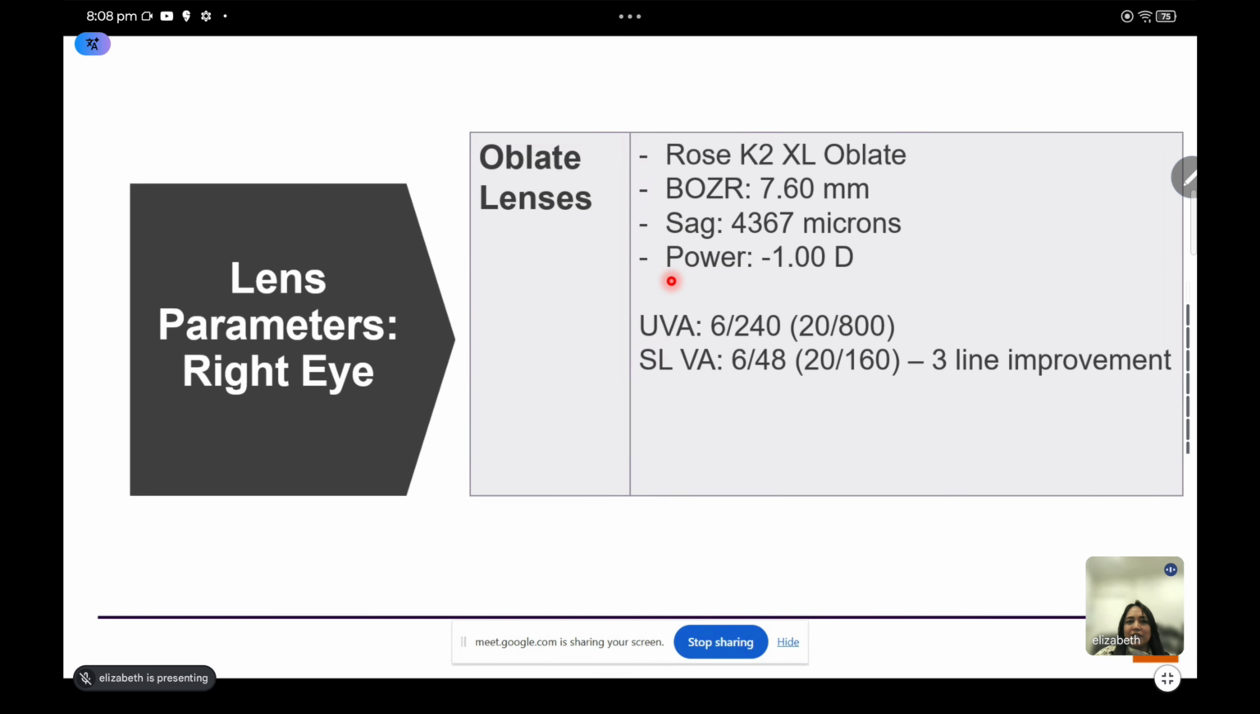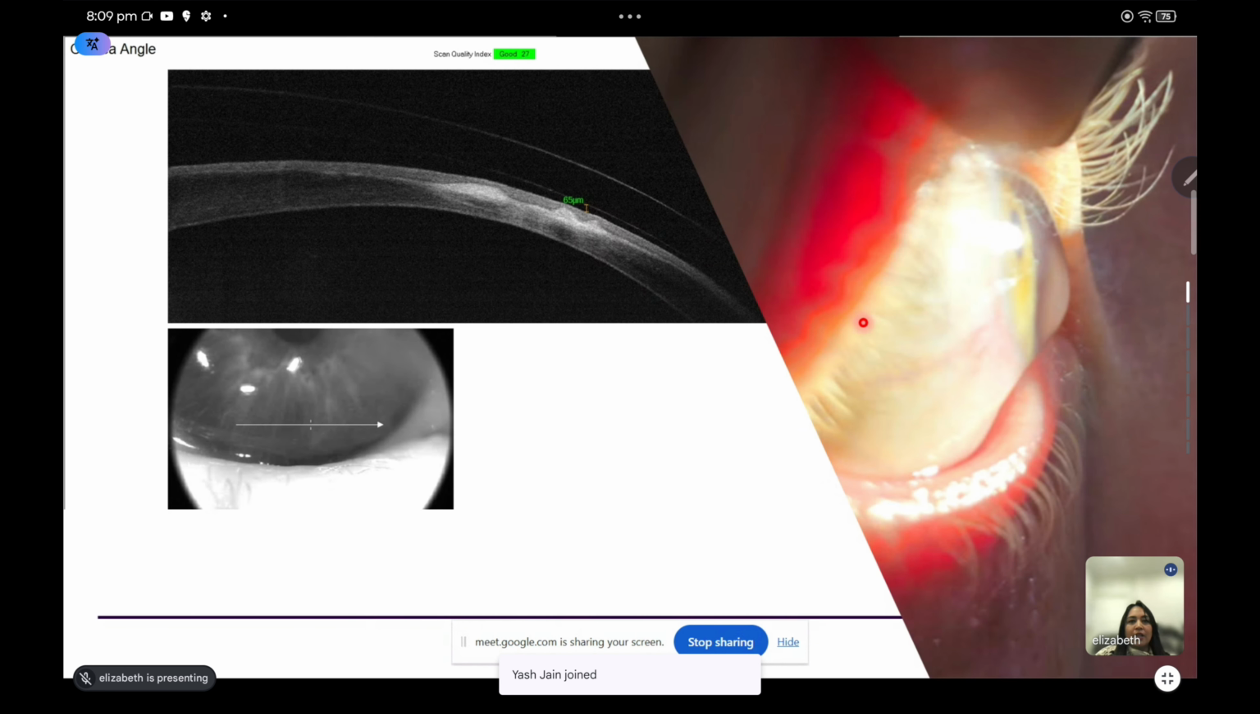I'd like to draw your attention here to the power of the lens that turned out to be -1 diopters. I'll show you the fit now, but just keep this in mind, that from the scleral lens that was a -13.5 diopters, we eventually ended up with a lens that was a -1, and I'm going to show you why. Again, only with that 3-line improvement, which for him was great because it got him from non-functional to functional.